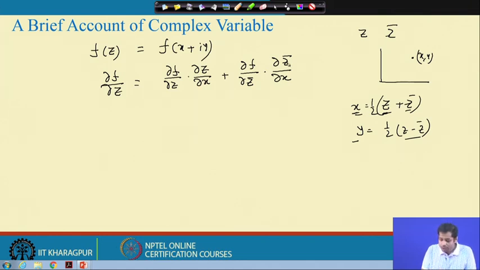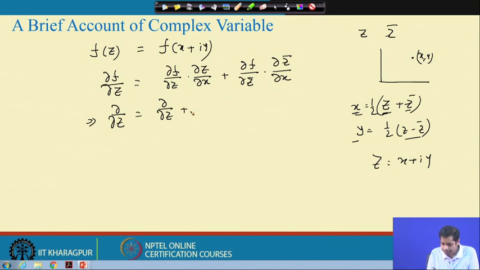Now, so therefore, del z becomes what? Del z becomes del z del x. If you see that, z is equal to x plus i y, so del z del x becomes 1, and similarly del z bar del x becomes 1. So, this becomes del z plus del z bar. Similarly, you can write del y, del z bar. So, you can also write del z bar, and if you do that, then this becomes the same way.